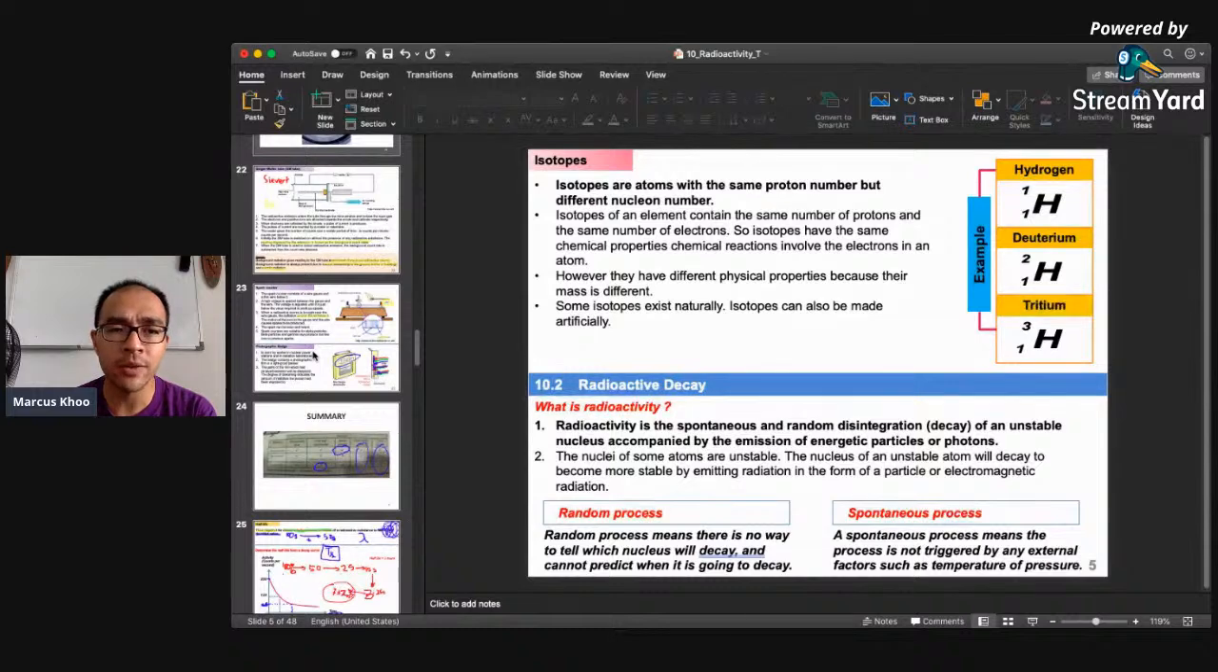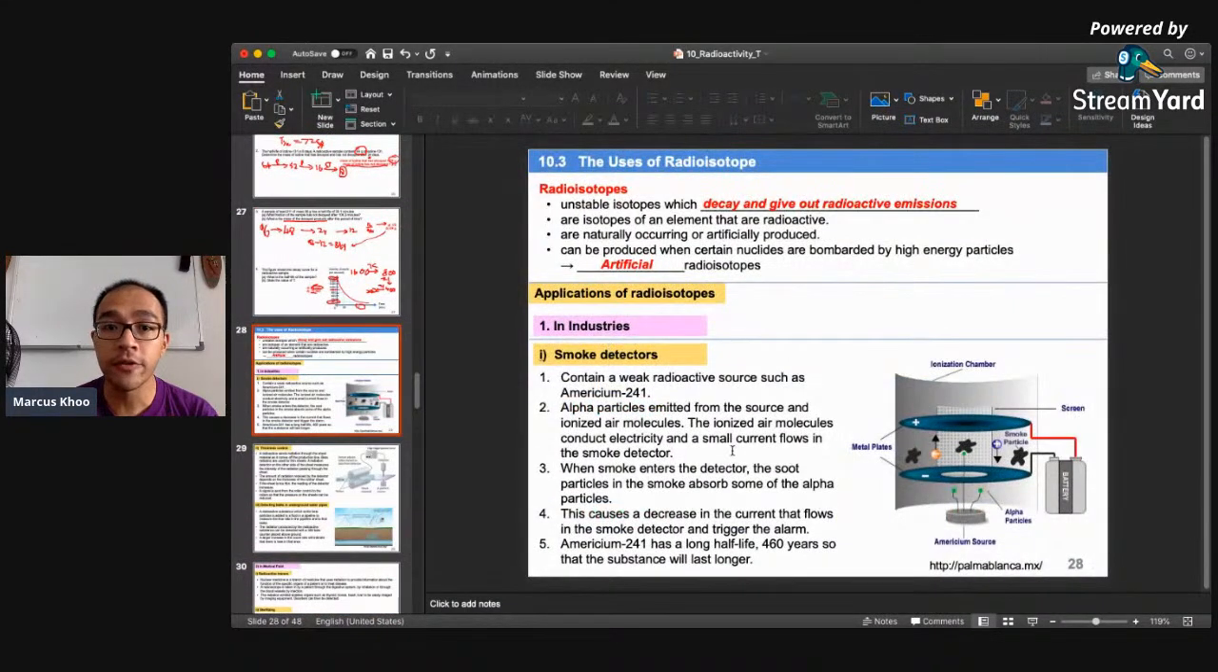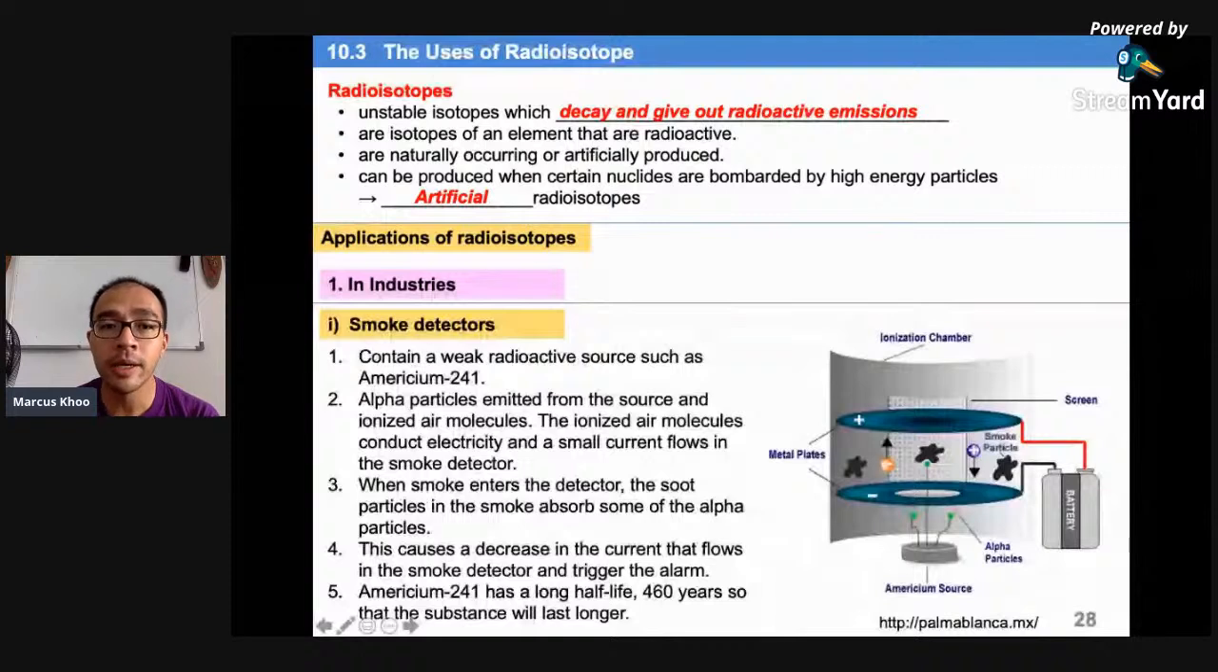Since we're talking about radioactivity, I'm not interested in the different kinds of isotopes. I only want to specifically talk about radioisotopes. So radioisotopes are unstable isotopes which decay and give out radioactive emissions. For example, the other day we were talking about uranium-238 and then there's uranium-234. There are different isotopes, but radioactive isotopes are called radioisotopes. So they are unstable isotopes which decay and give out radioactive emissions.